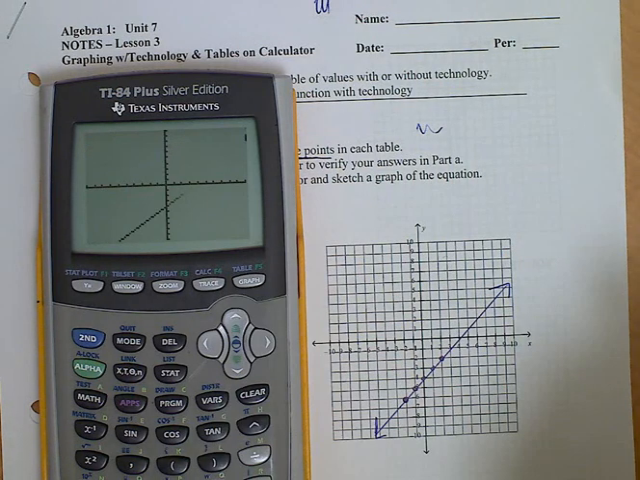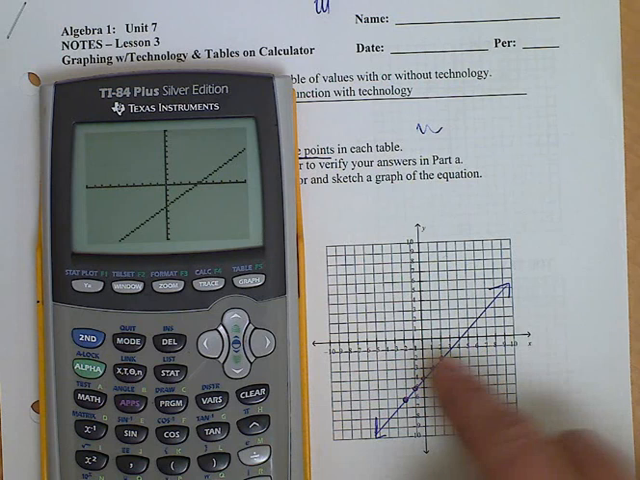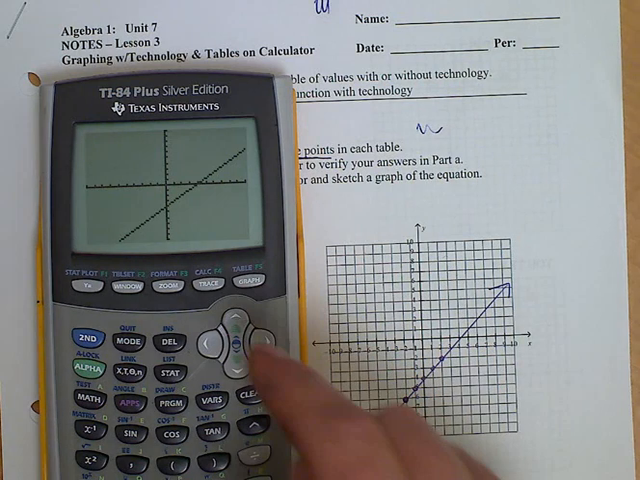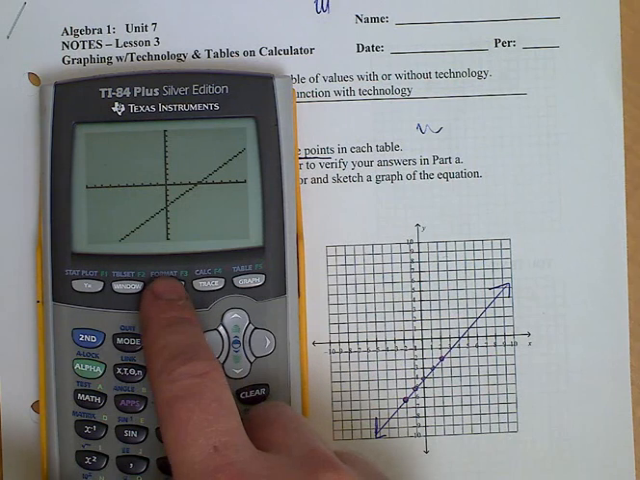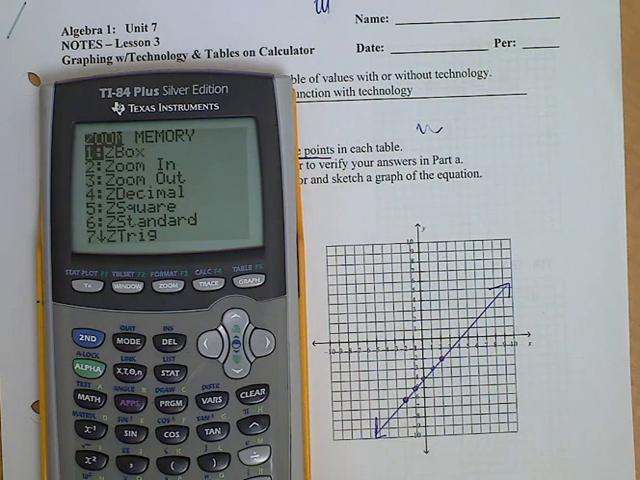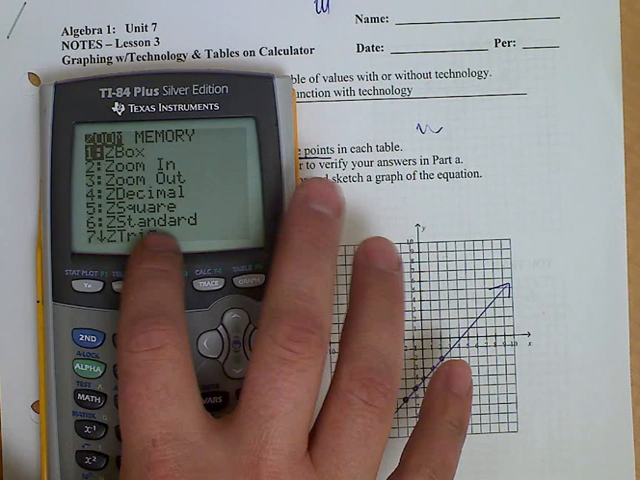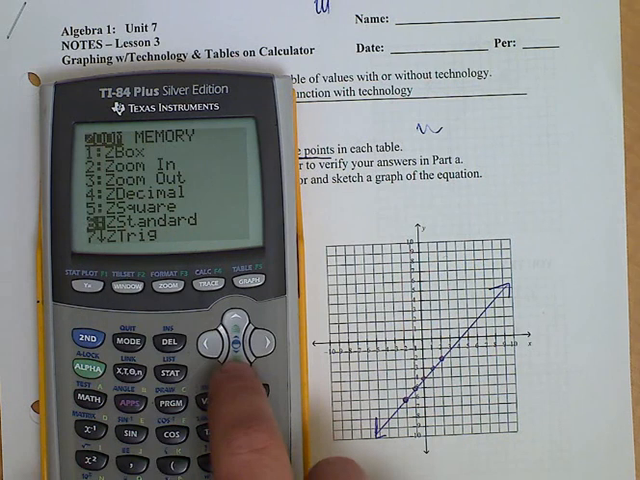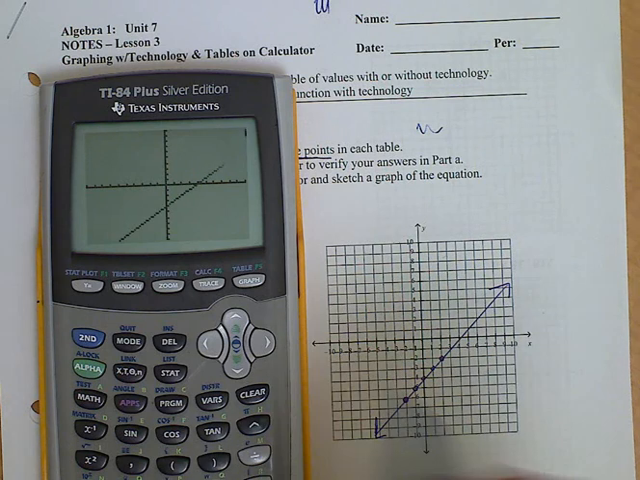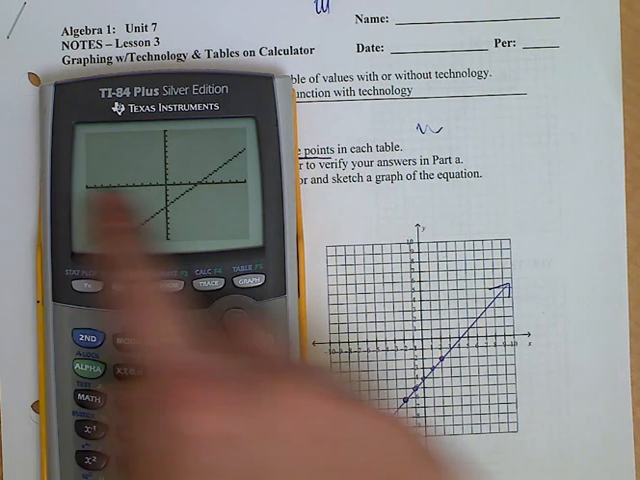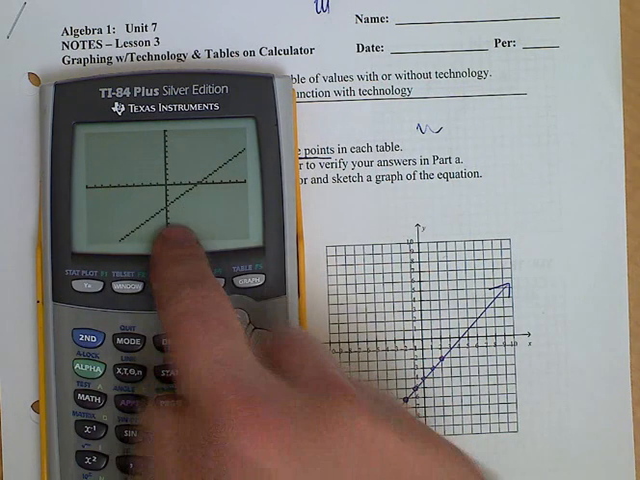Alright, does that look the same? Yes, it does. Sometimes you guys might have a weird window, meaning you can't really see the graph. If you can't see it, we're going to hit zoom, and the number 6, that's standard right there. So I can arrow down to 6, or I can just hit the button 6. And that always gives me a 10 by 10 window. So that's 10 by 10, just like we have on our actual graph.